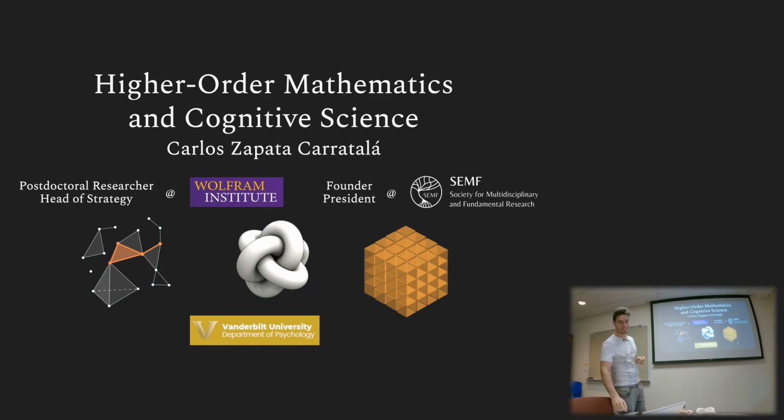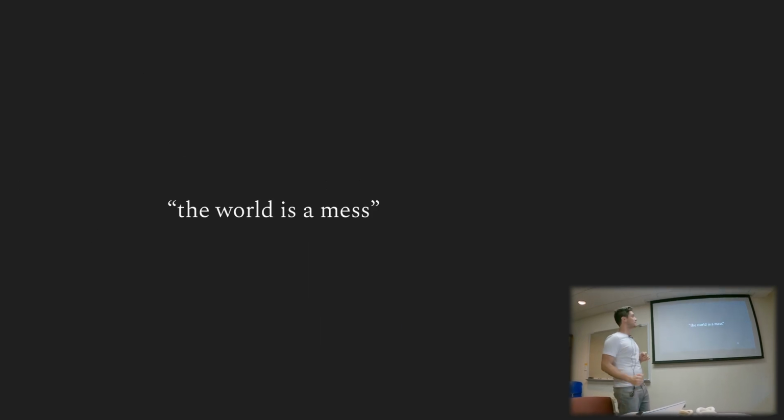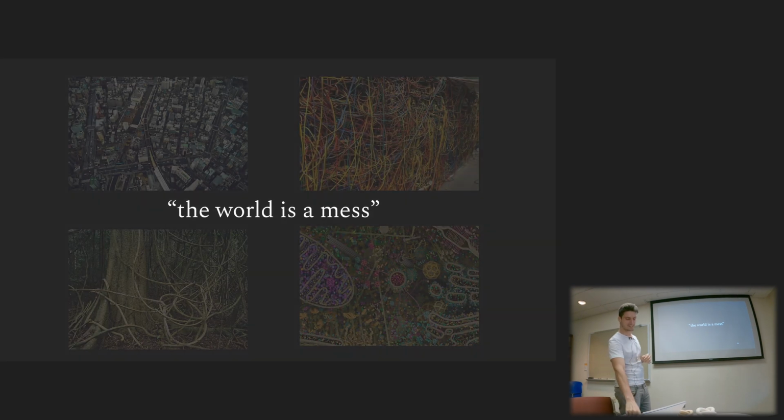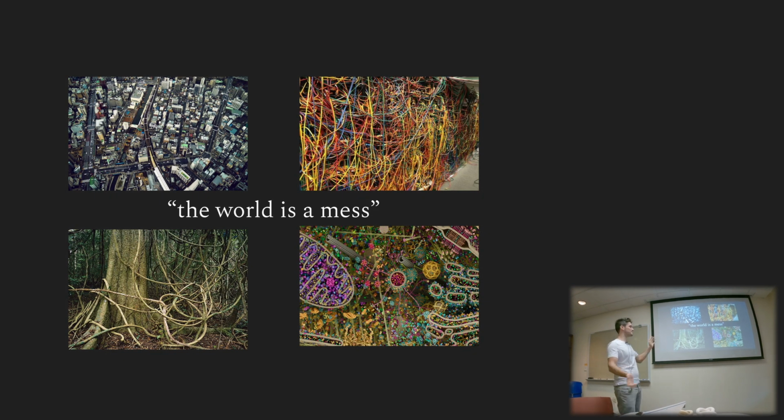So I'll start by making a statement that probably many of you will agree with. The world is a mess. We see all kinds of messes around ourselves: our cities, our information technologies, ecosystems, life itself at a microscopic level. So as a scientist, or maybe as a mathematically minded scientist, the way I'd like to see this mess is that I should discretize and relate. And this is my kind of goal in life.